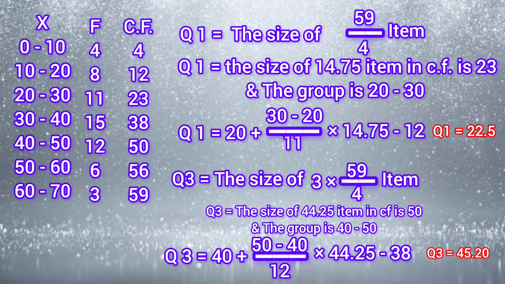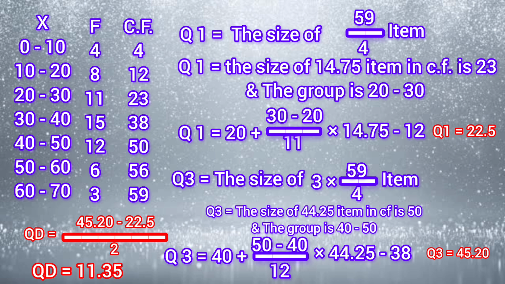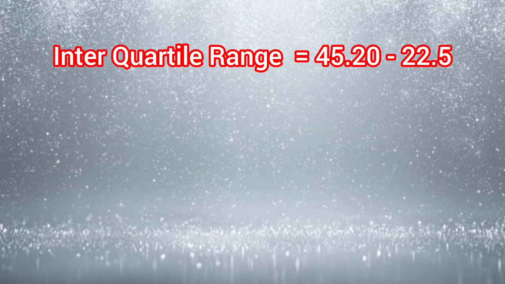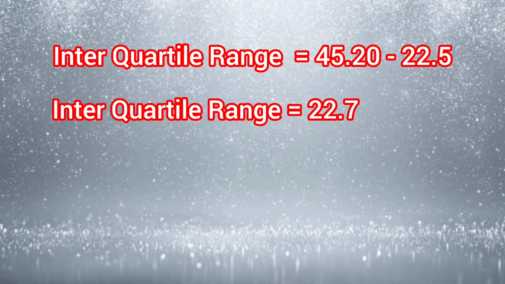Now put this Q1 and Q3 value in quartile deviation formula. Therefore QD is equal to (Q3, that is 45.20, minus Q1 22.5) divided by 2. After solving this QD is equal to 11.35. Last we calculate interquartile range, which is equal to Q3 45.20 minus Q1 22.5. After solving this we find the interquartile range is equal to 22.7.